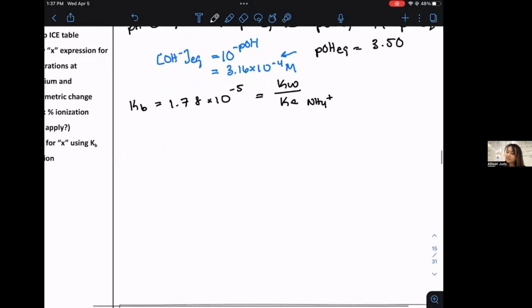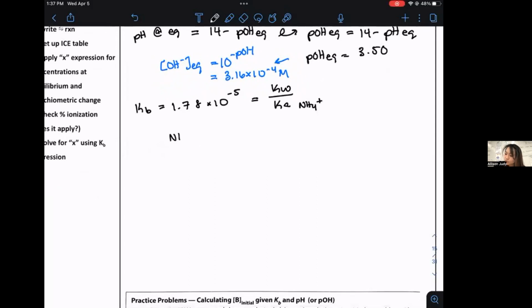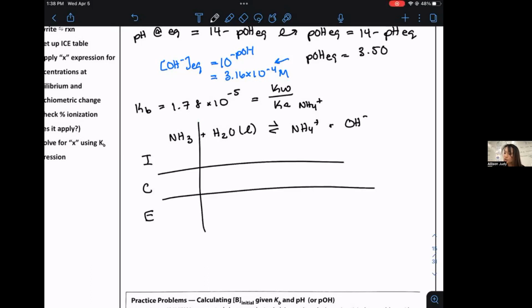So then we set up our ICE table and we say, okay, so I have NH3 base being protonated by water, a hydrolysis reaction in a weak base equilibrium reaction to produce acidic ammonium and basic hydroxide ion. Okay, so ICE, we don't know what the initial of NH3 is. That's the whole thing we're solving for. But we do know what the equilibrium concentration is for hydroxide, 3.16 times 10 to the negative fourth, right?